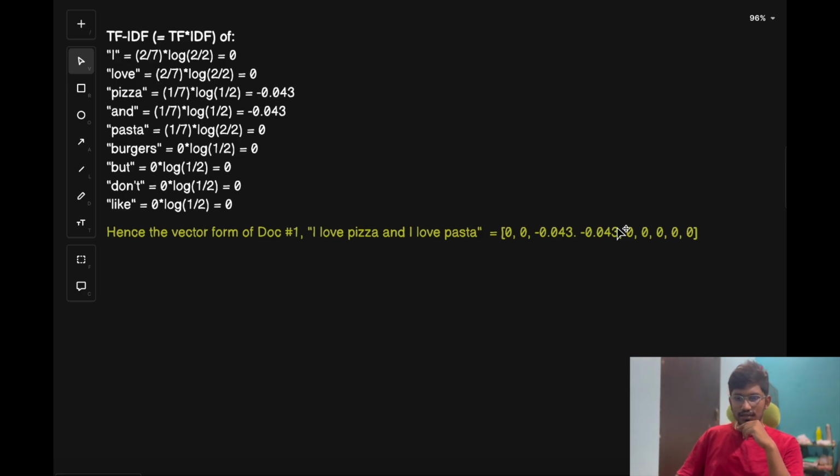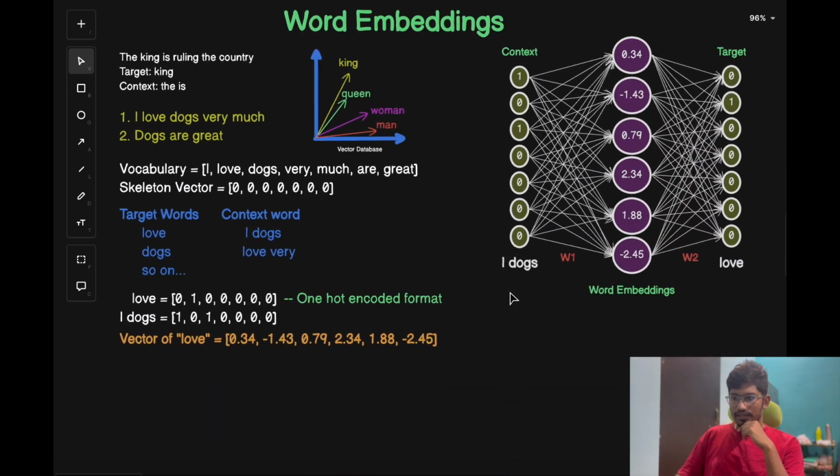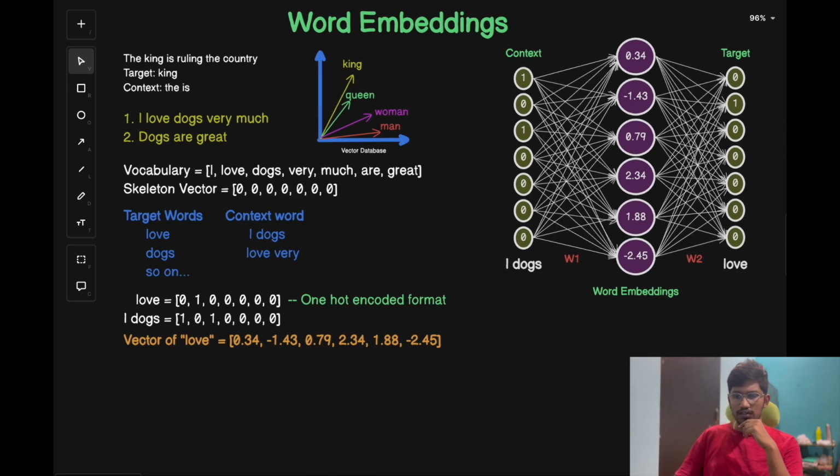Now let's move into the next method, which is word embeddings. Till now we saw two methods which converted the entire document into a vector, the entire sentence. Now we'll understand a method which will help us in creating vectors for each individual word in a corpus. TF-IDF improves on the bag of words method, but it still does not capture the meaning or context of the words. So this brings us to the next level, which is word embeddings.